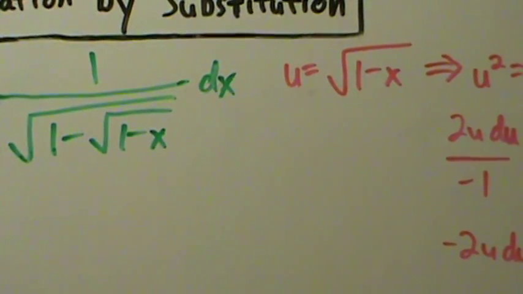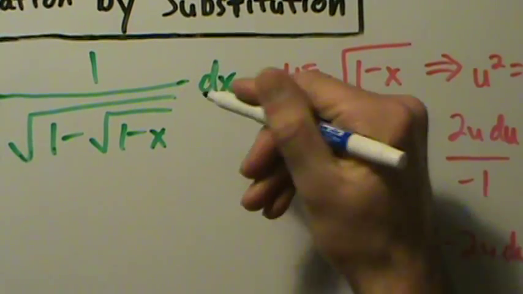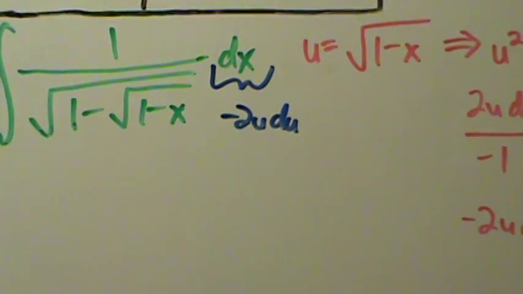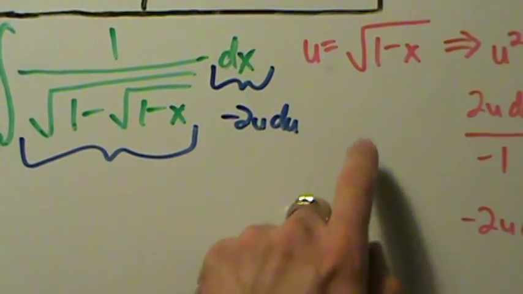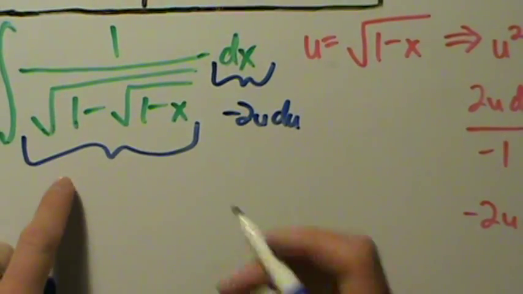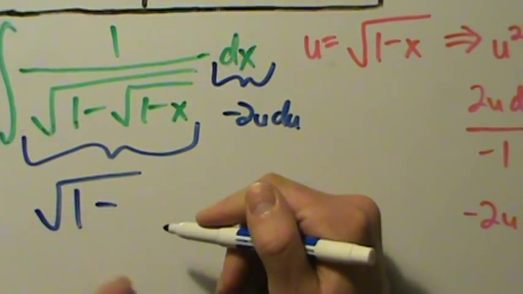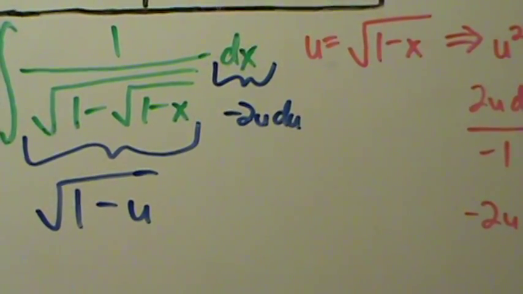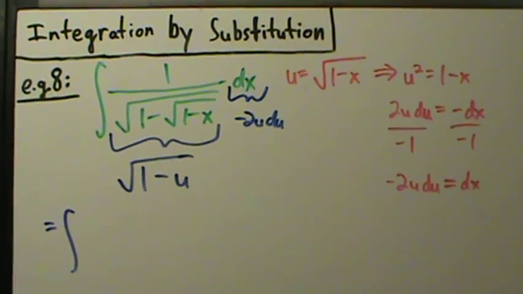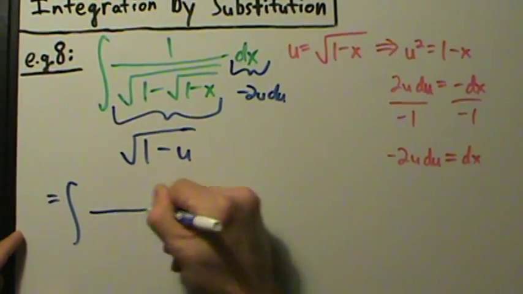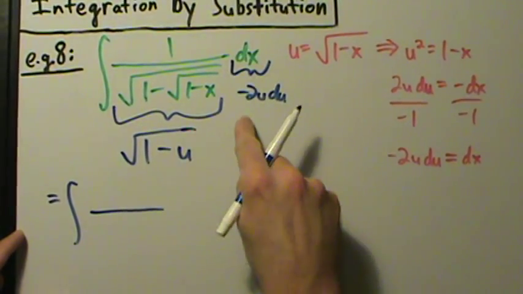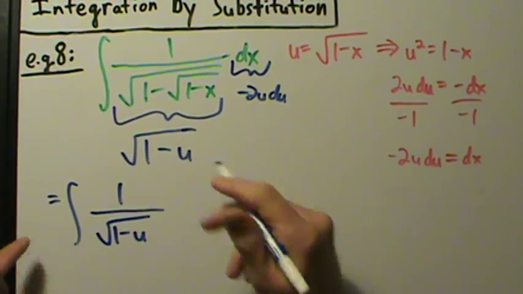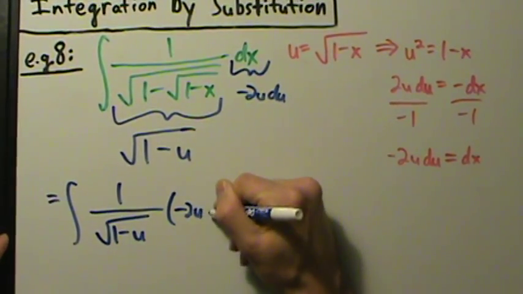So if we come back to the integral here, what we're going to see is that dx is just negative 2u du. Now what happens down here? Well, remember, u is the square root of 1 minus x. So this whole big thing here becomes the square root of 1 minus u. That's what's on the bottom. So now let's zoom back out a little bit. The integral becomes the integral of 1 over the square root of 1 minus u, and then dx becomes negative 2u du.